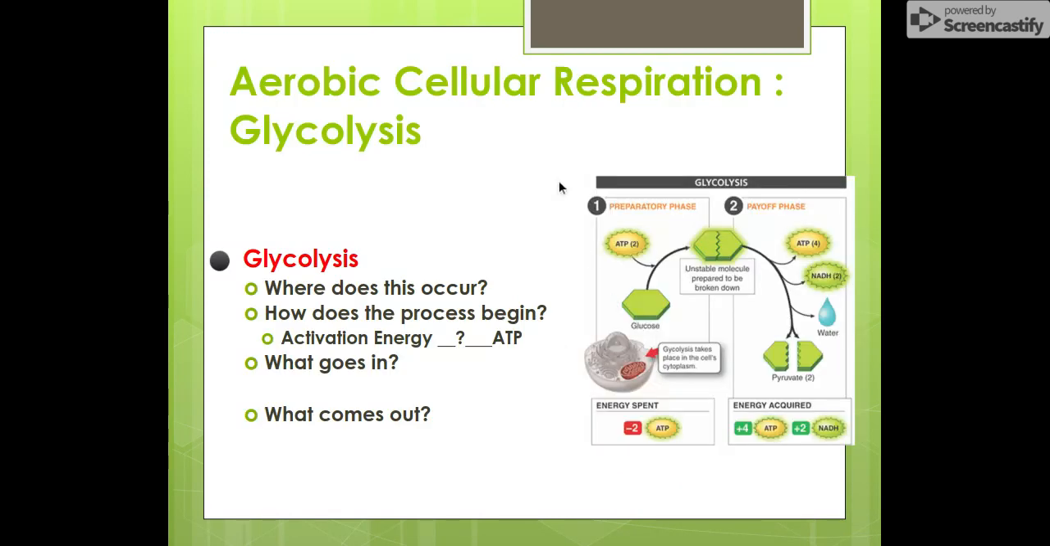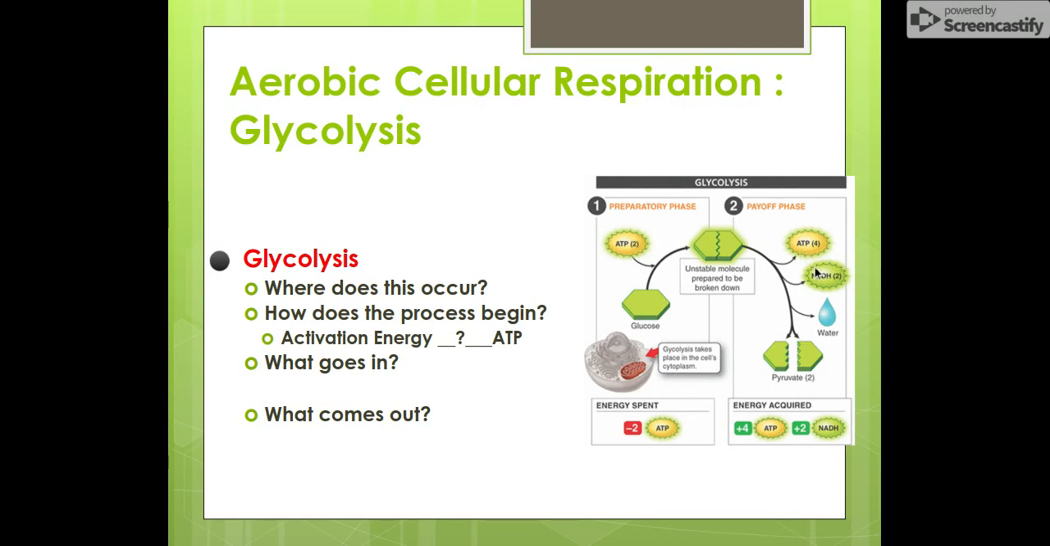So glycolysis, again, happens in the cytoplasm. It begins by taking a glucose, and we have to do a little bit of investment here. So we take 2 ATP to help us break apart this glucose molecule. So we're putting a little bit into it. But as we break that molecule, we can take that energy and we're able to make 4 ATP out of this.